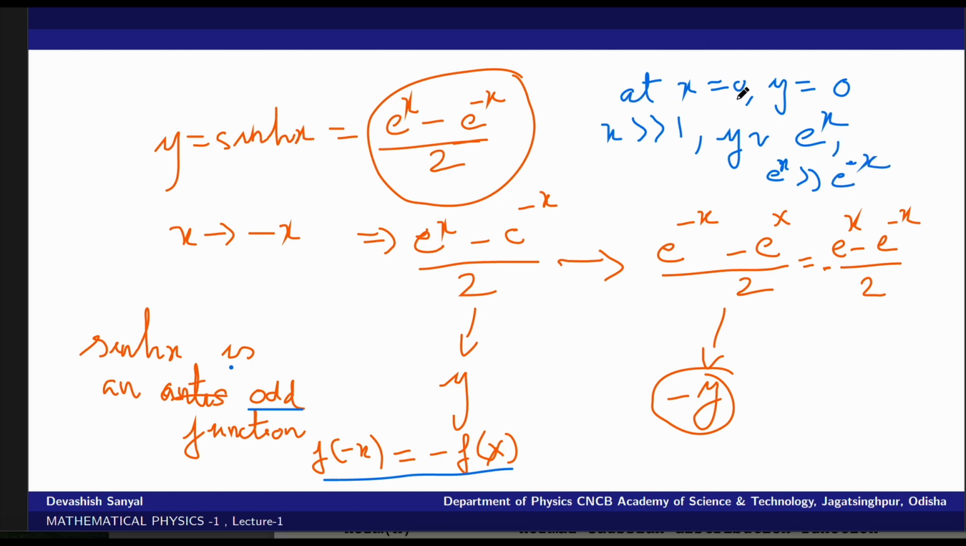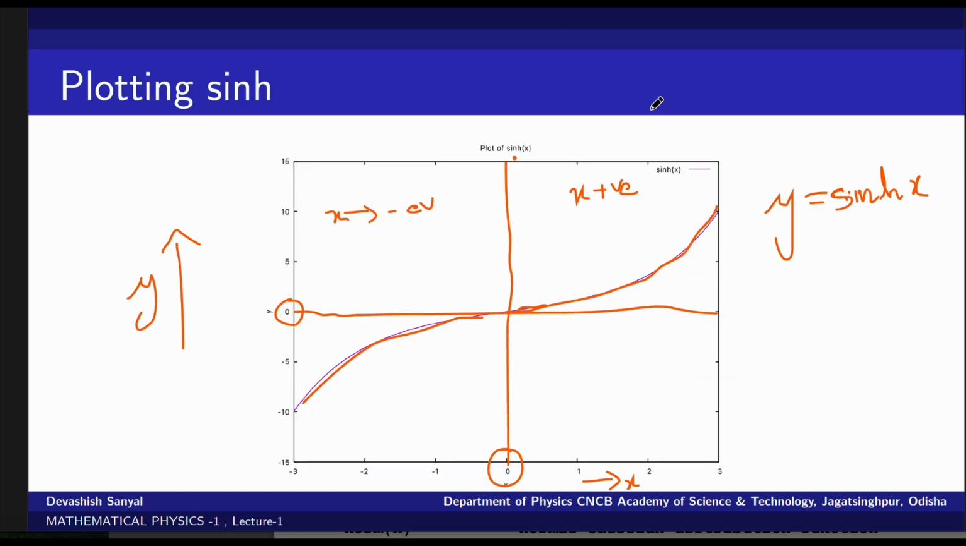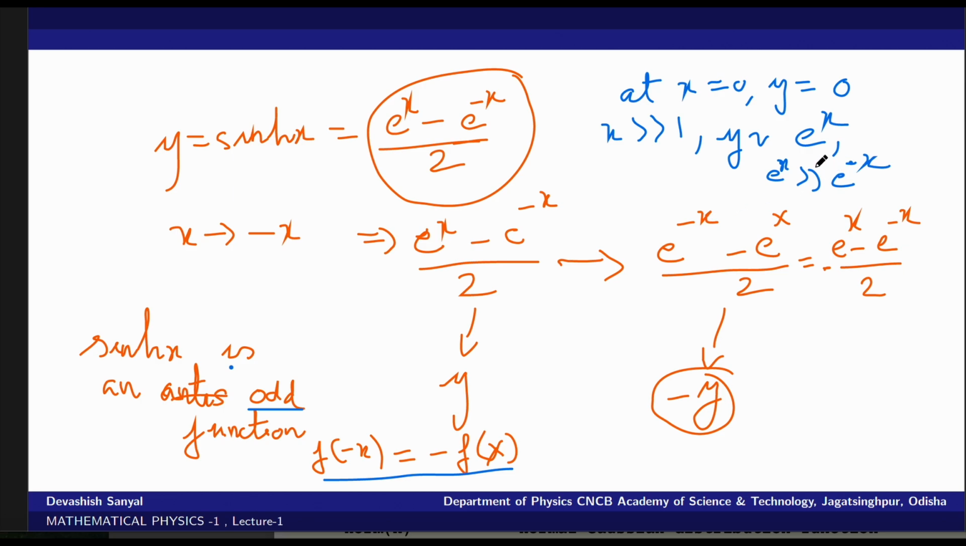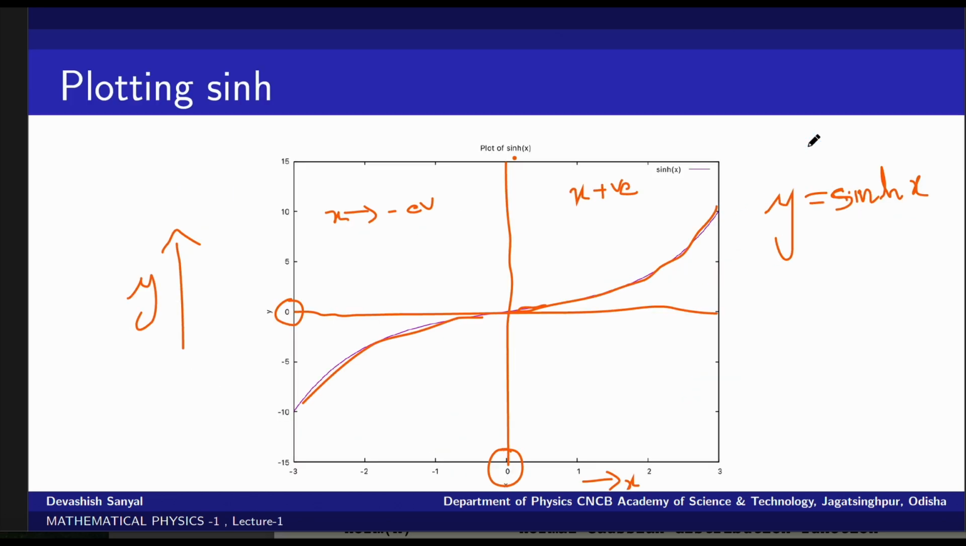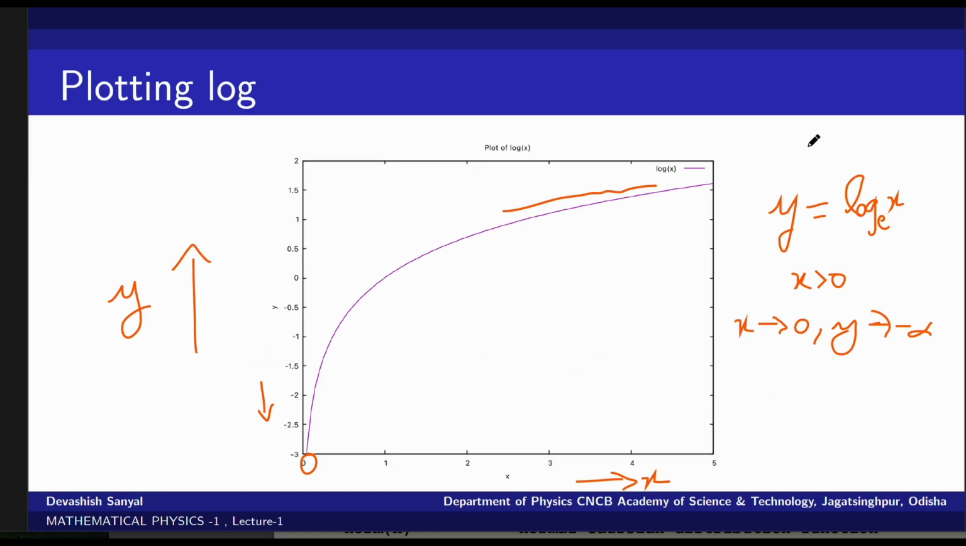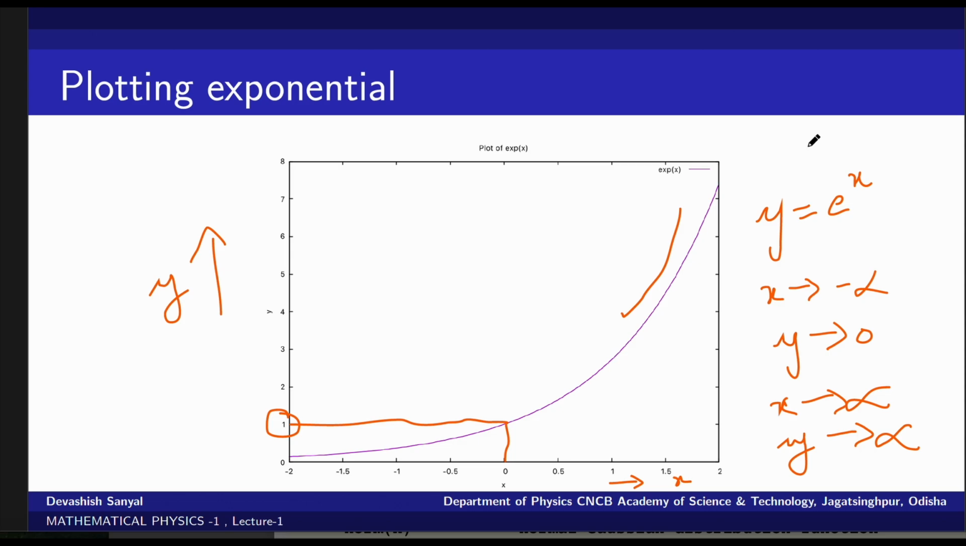Okay, so at x is equal to 0, y is equal to 0. You can see that is happening here. And at very large x, when x is very large, then what happens? y behaves as only e to the power x, and we have seen the graph of e to the power x. This is e to the power x.